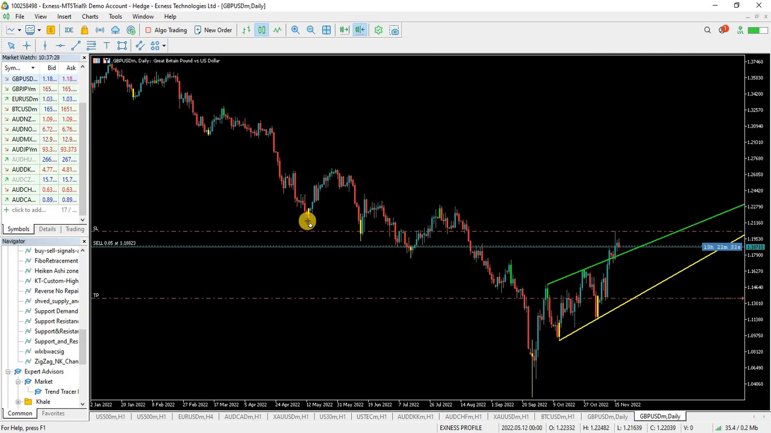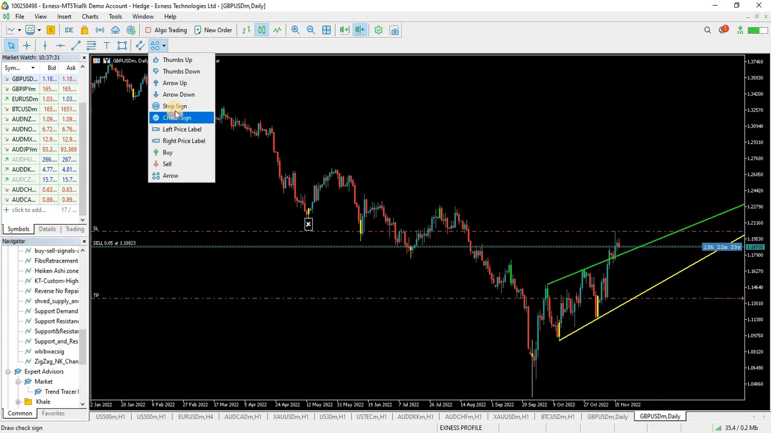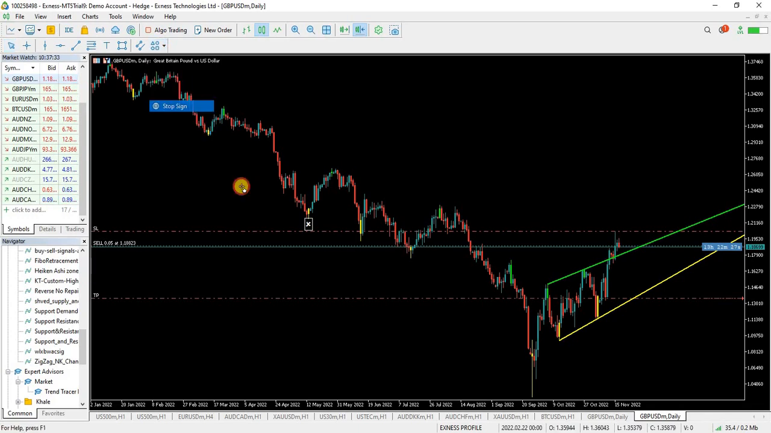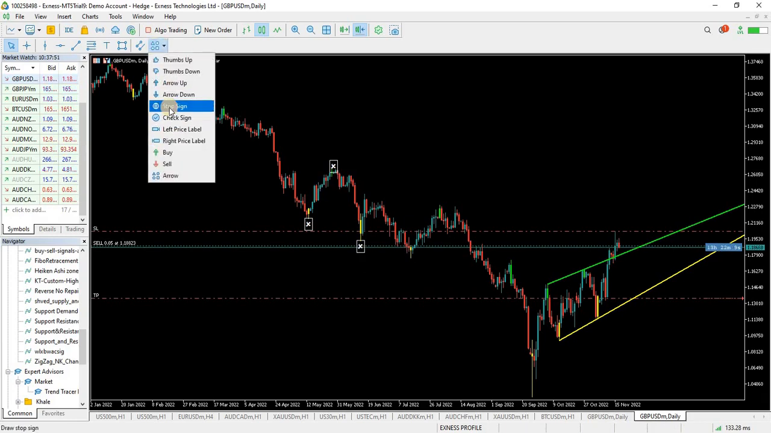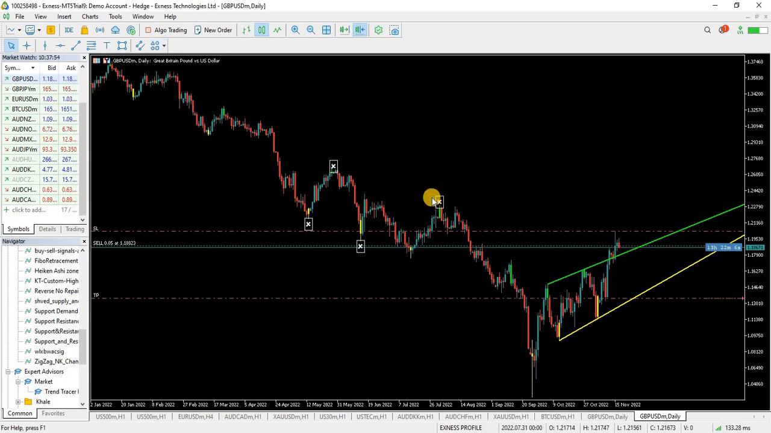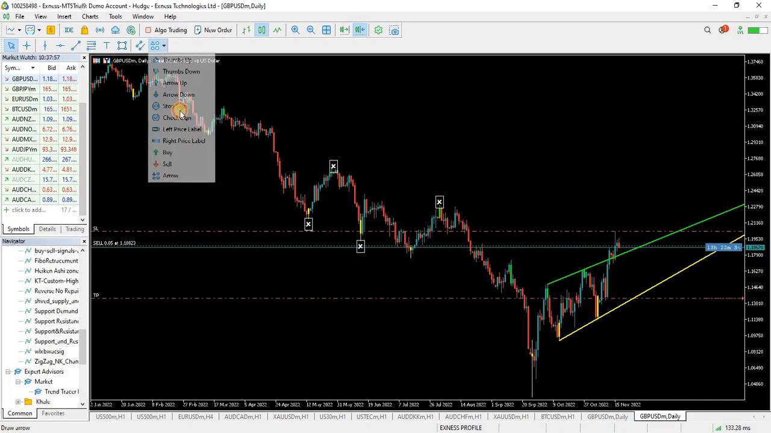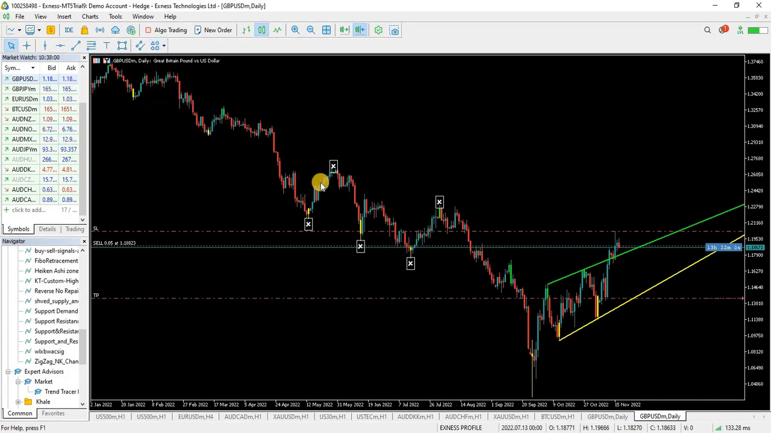This is a low here. Let me mark out the lows and highs. Low, another low was created, and then there was a high. So there was a low, and then a high was created, and then a new low was created. And then after the creation of a new low, there's a new high created. Before that, obviously there was a low. So you can see that we are moving down. We're creating lower lows, lower highs, lower lows, lower highs, lower low.